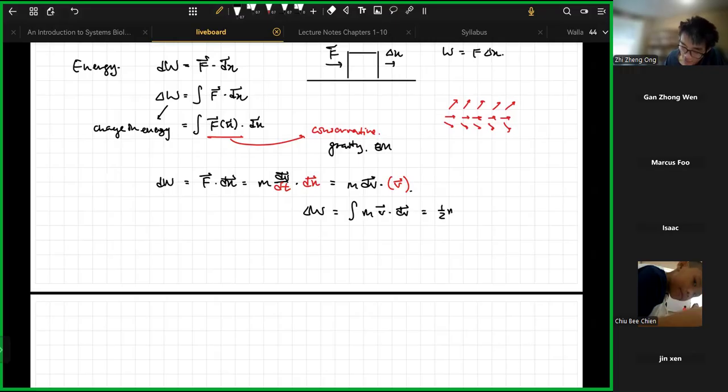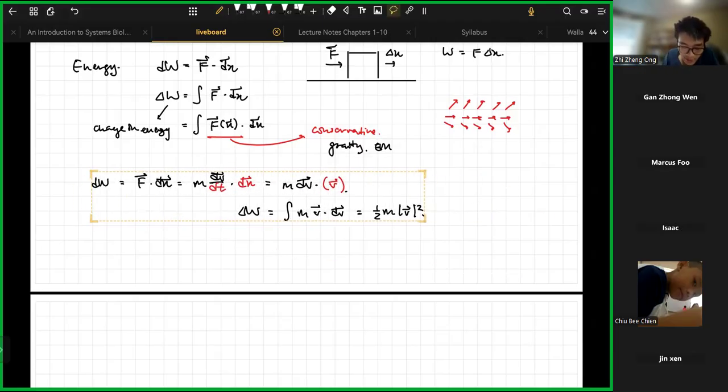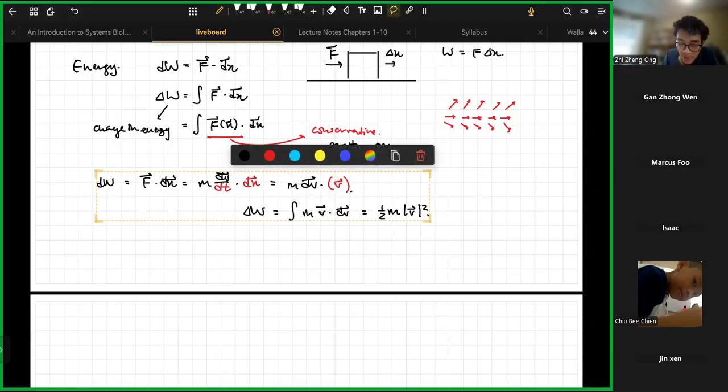This is just half v squared. So, suspicious. Half m v squared. Where have I seen that before? So that's just the change of the kinetic energy. So this is the work energy theorem. It's important because it's another way that you can look at dynamics problems.